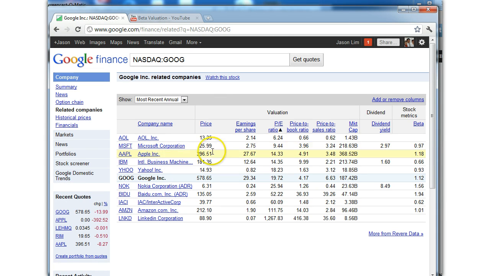Now, what about AOL and Microsoft? And now this looks more modest. You see the current PE ratio of Microsoft from a high of over 100 to a current 9.44.